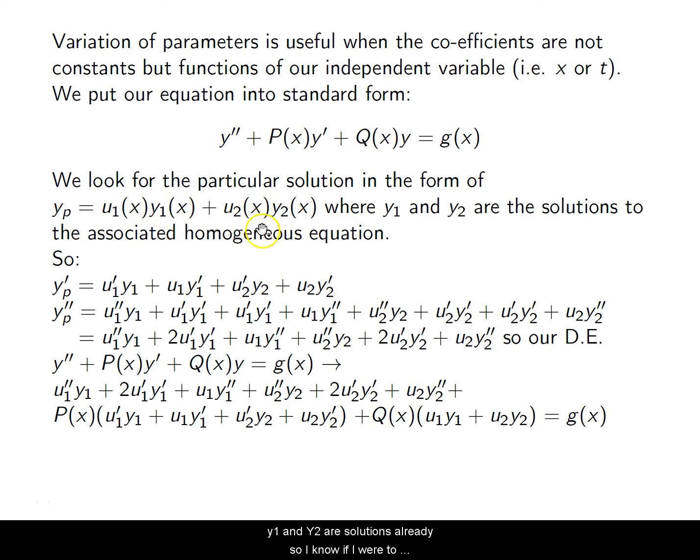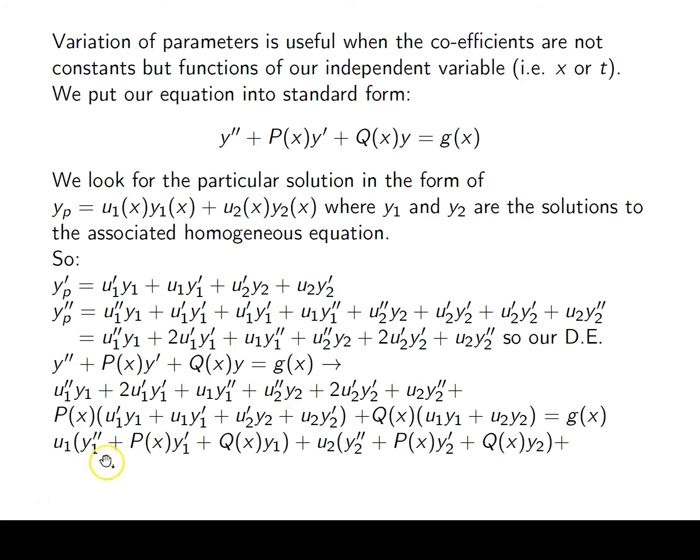I know that y1 and y2 are solutions already, so if I take y1 and plug it into this equation, it'll equal 0. If I take y2 and plug it into this equation, I'll get 0. Okay, so that's what I'm going to do. I'm going to move stuff around just a little bit. So I'm factoring out u1, u1 here for the y prime.